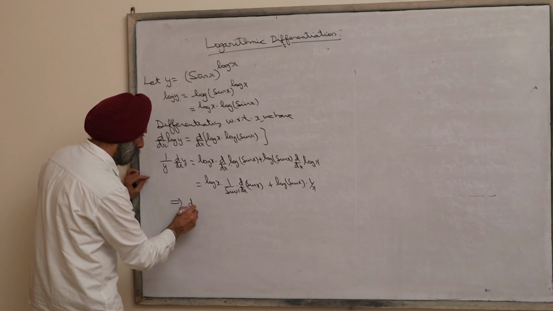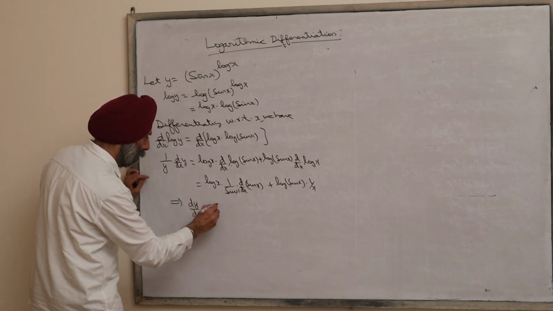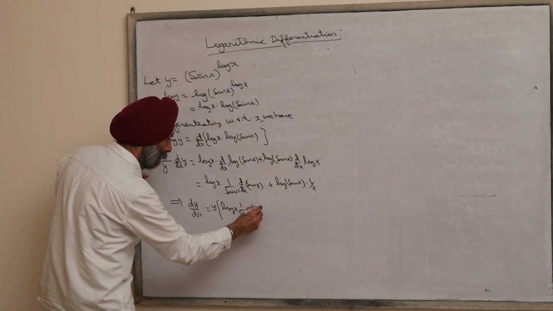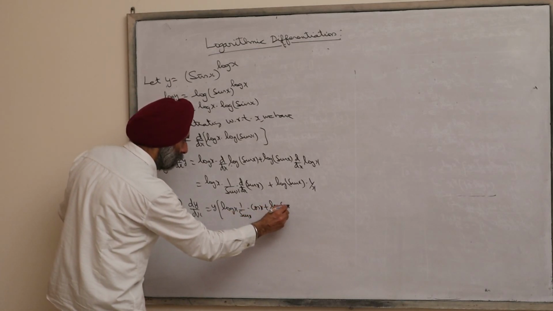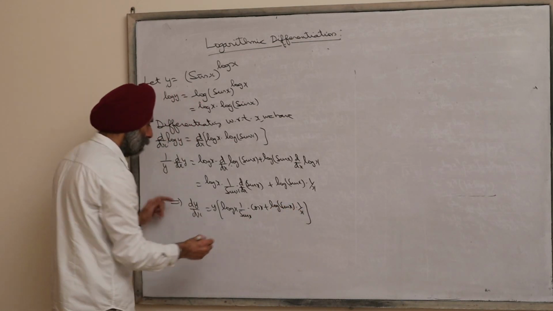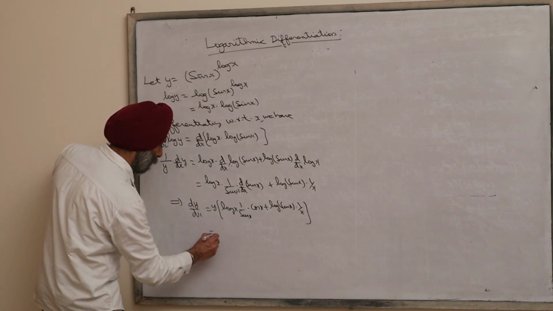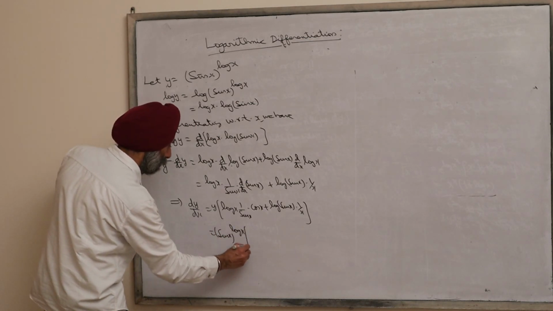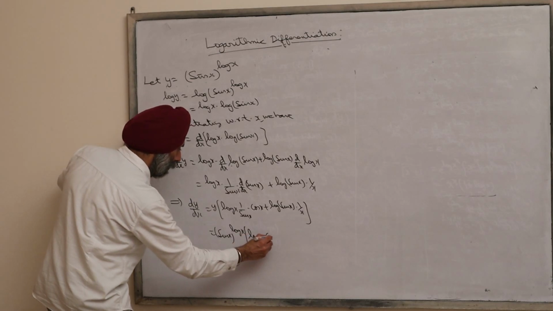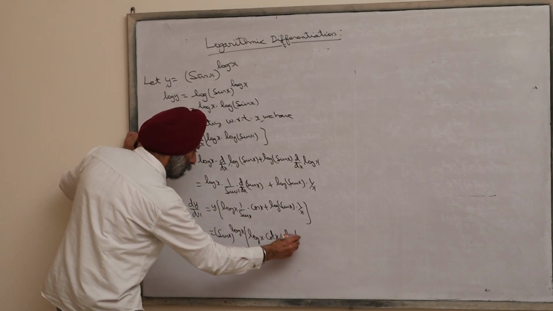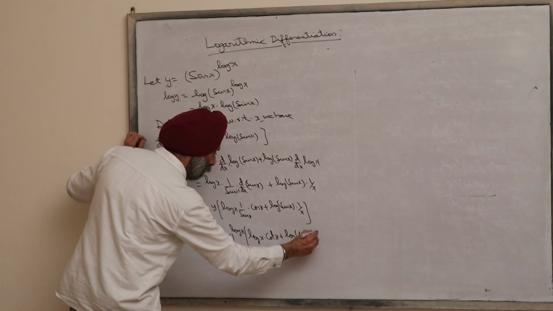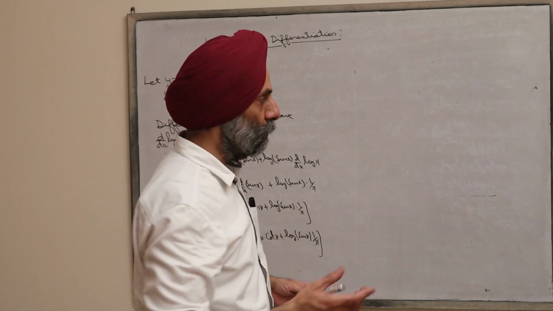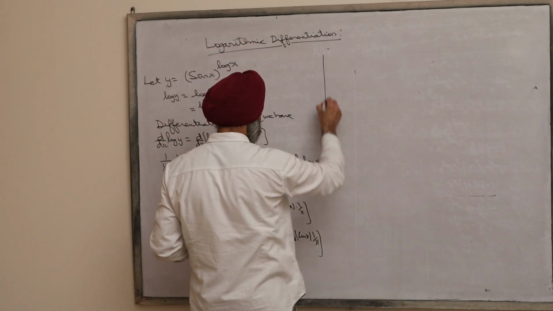So this implies dy over dx is equal to y into log x into 1 over sin x into cos x plus log of sin x into 1 over x. So this is your differential of this function. Ultimately we will replace y with sin x raised to power log x into log x into cot x plus log of sin x into 1 over x here. So this way you can differentiate the function using logarithmic differentiation.